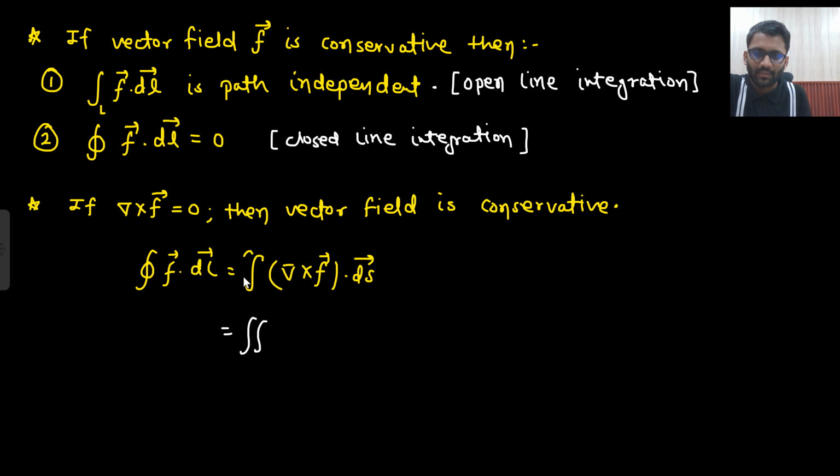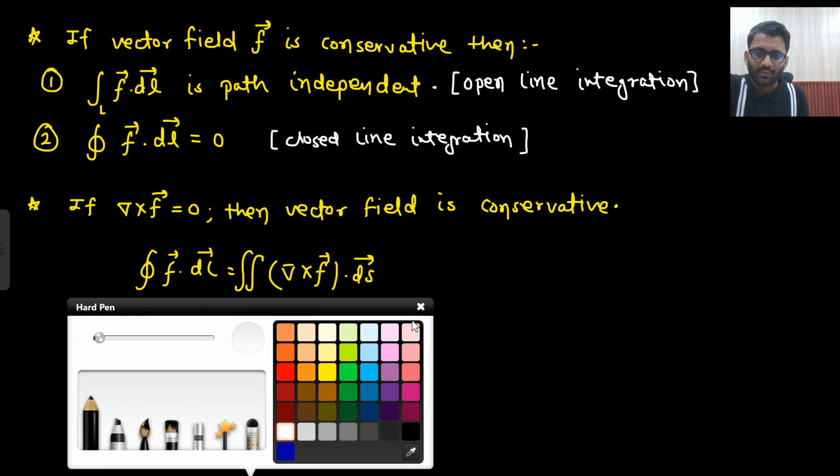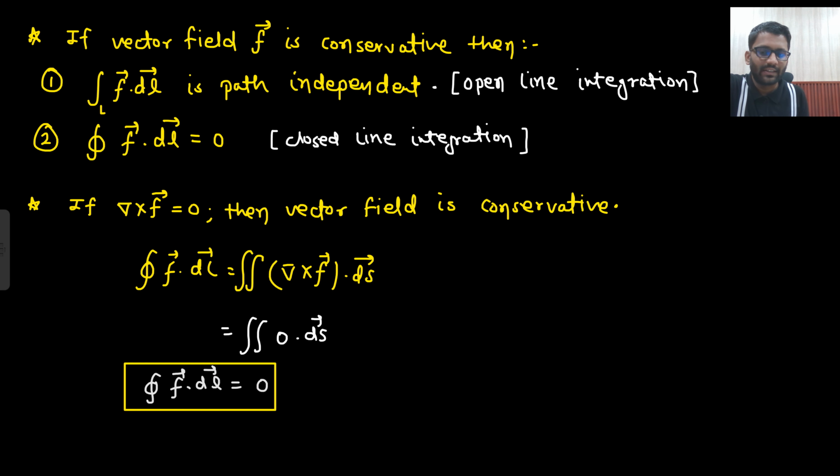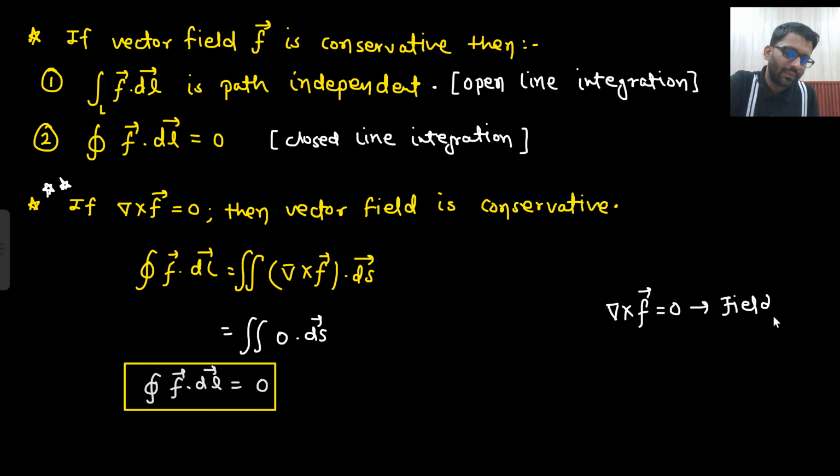Here I can put that double sign. So del cross f is 0. So what will I get? 0 only. F dot dl is equal to 0. So if my del cross f is 0, then certainly my vector field is conservative. Okay, very important statement. If your del cross f is 0, then your field is conservative.